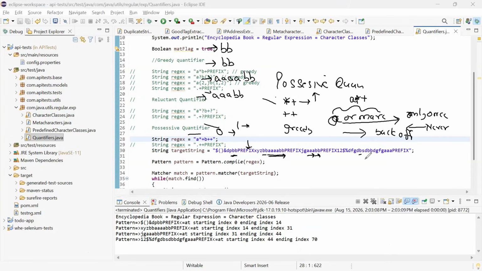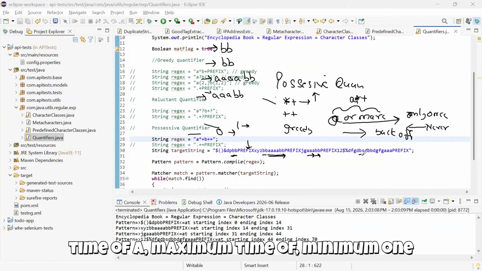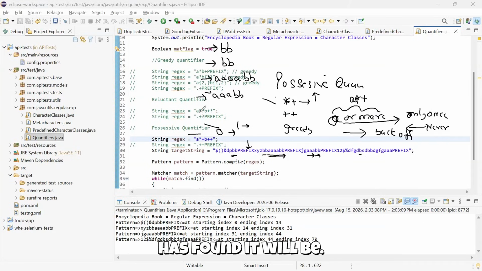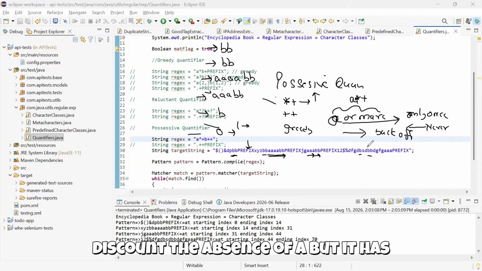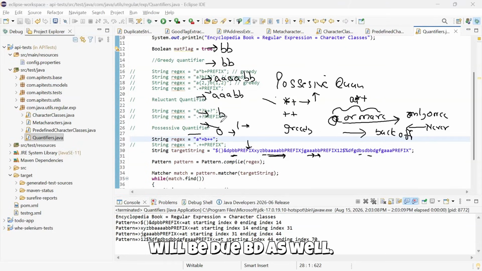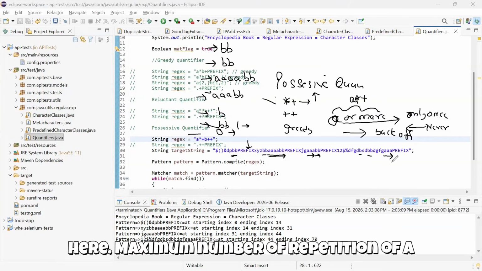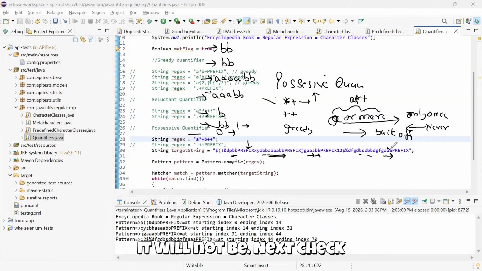Again, it will keep moving ahead. It will give you B. Why will it give you B? Because it has found the absence of A, but one time of B. So it will give you B. So we have got five. And then we have BB again here. Again, it has found the absence of A, but more than one repetition of B, so it will give you BB again. Again, it will keep moving ahead. It will reach here, the maximum repetition of A, but is it followed by B? No. So it will not be extracted.